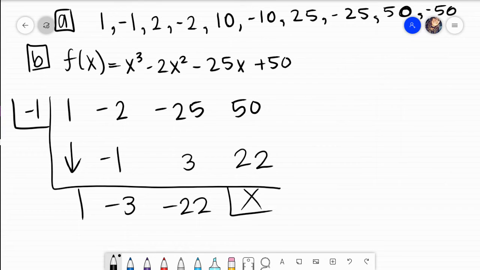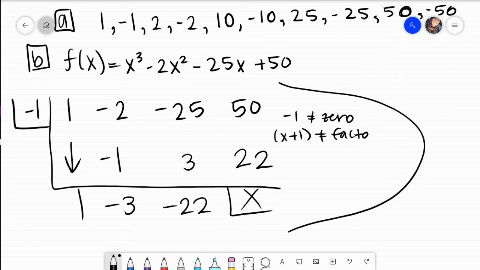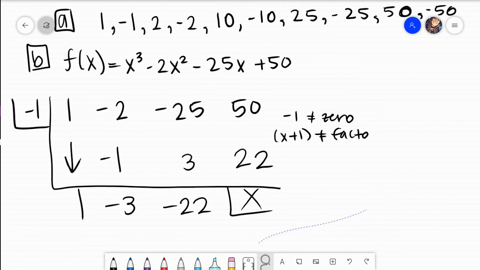Also not 0. You could write it again. Negative 1 does not equal a 0. Therefore, x plus 1 is not a factor. Okay, so let's do it again. What am I doing?